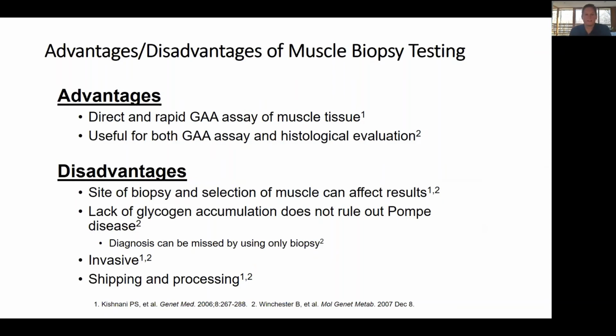So there are advantages and disadvantages of muscle biopsy testing. The advantages are that it's direct and rapid. You can assay the tissue fairly quickly. It's useful for both the assay of enzyme and then also the histological evaluation. But there are disadvantages that make it not the best or the only diagnosis piece. The site of the biopsy and the selection of the muscles can affect the results. The lack of glycogen accumulation doesn't necessarily rule out Pompe. It's invasive. And if the site where the muscle biopsy is done doesn't do enzyme testing, you may have to ship the sample, or the processing has to be done correctly.